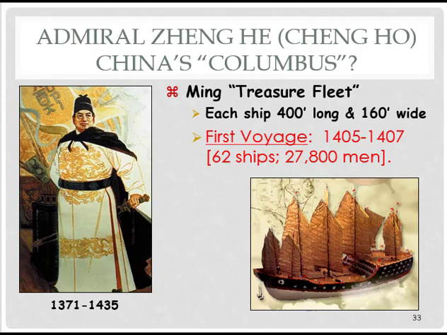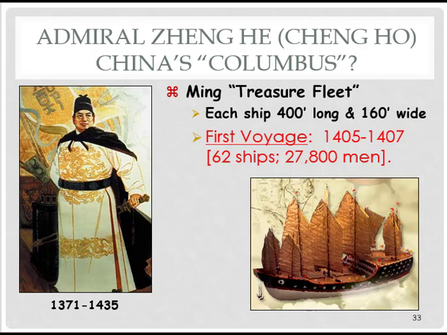He is going to do 7 separate voyages. He leads a treasure fleet, where Columbus had like 3 rinky-dink ships, the Nina, the Pinta, the Santa Maria. All 3 of Columbus's ships would have fit on the lower deck of just the lead ship of Zheng He's treasure fleet. So that gives you kind of a crazy idea.